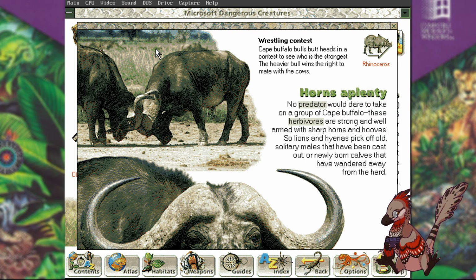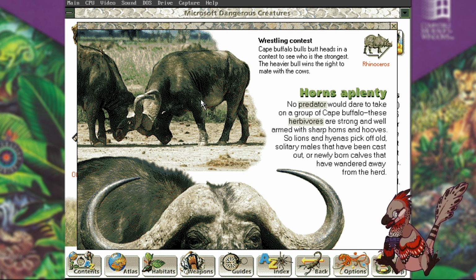Horns aplenty. No predator would dare to take on a group of Cape buffaloes. These herbivores are strong and well armed with sharp horns and hooves. So lions and hyenas pick off old, solitary males that have been cast out, or newly born calves that have wandered away from the herd. Right?